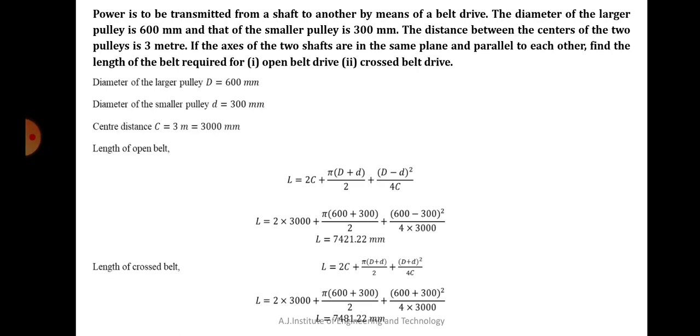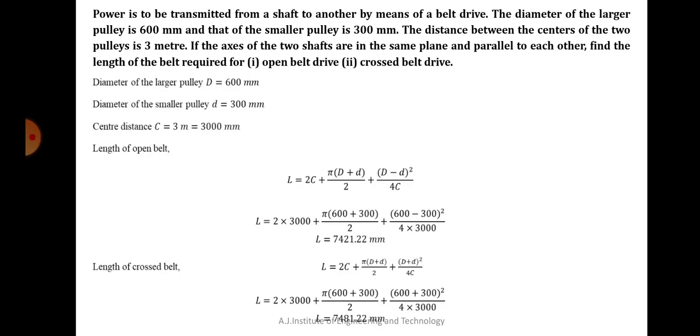If this is the condition given, the power is to be transmitted from one point to another point. All the required data are given, the diameters are given, the distance between the centers is given. How big a belt is required? What should be the length of the belt? That is what I have to find out, and for that we already have the formula. In both the cases we have done the derivation. We know the length of belt for open belt drive is so and so, and for cross belt drive is this particular equation.